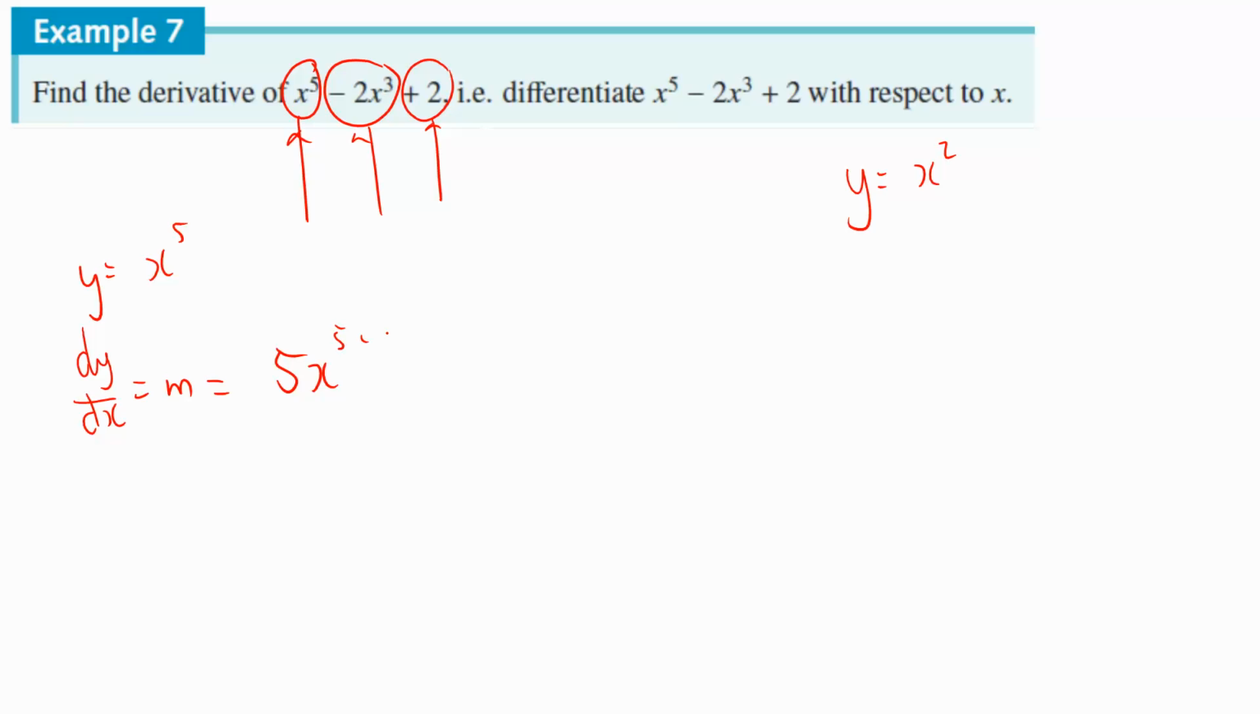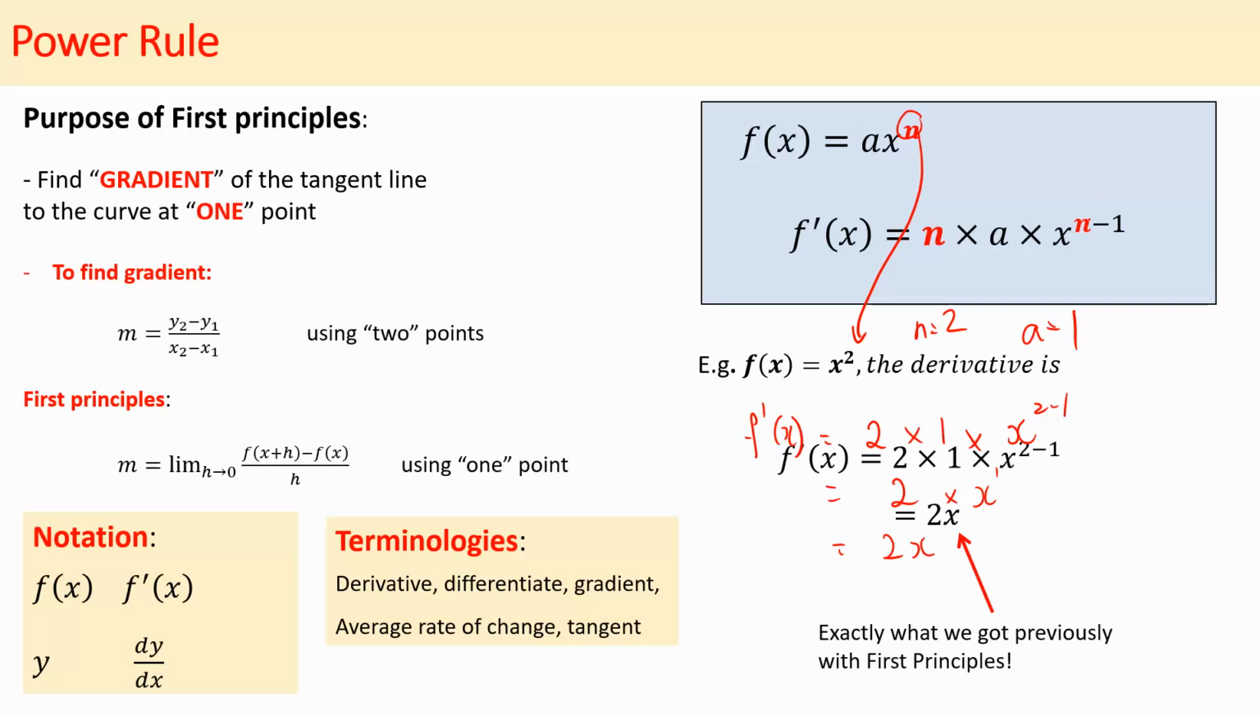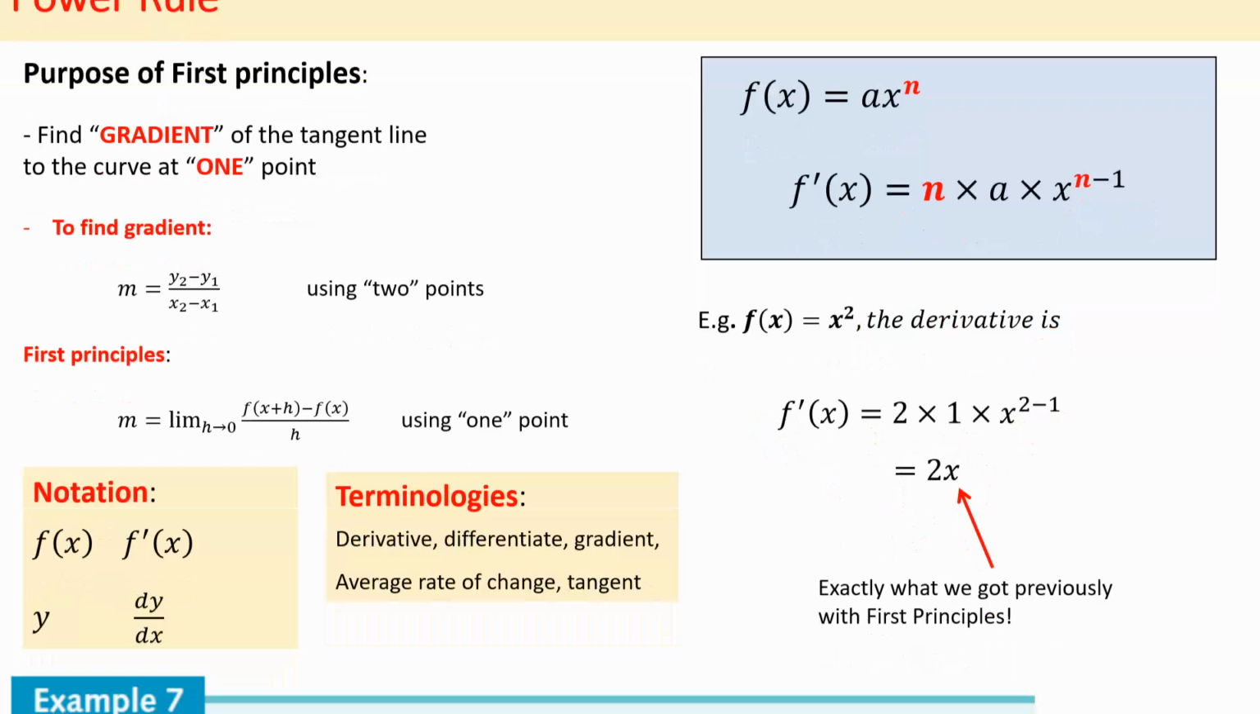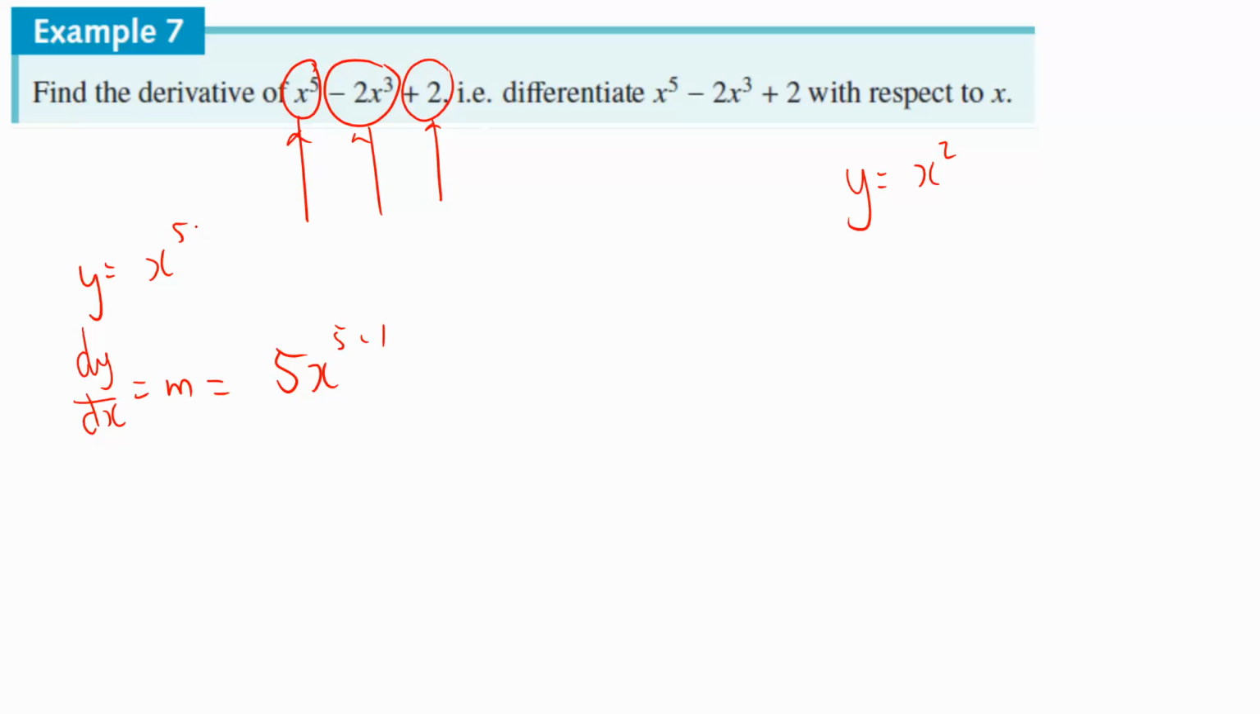Minus? Not 6? No. 1. So the rule, let's look at the rule, it was n minus 1. So you always subtract the power by 1. So let's have a look. The power was 5. So really you're doing power is 5, take away 1. Drop down the power, which is the 5 here. So 5 times that gives you now 5x to the power of 4. That's the derivative for the first term.